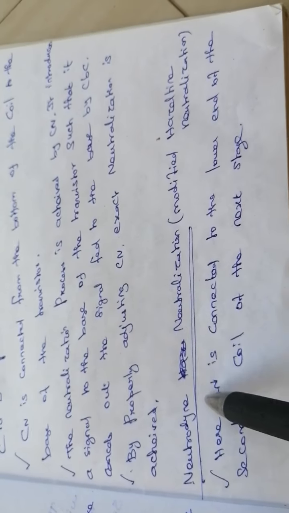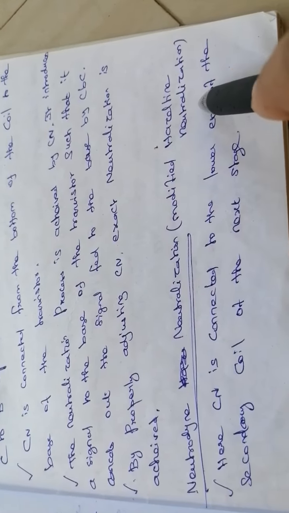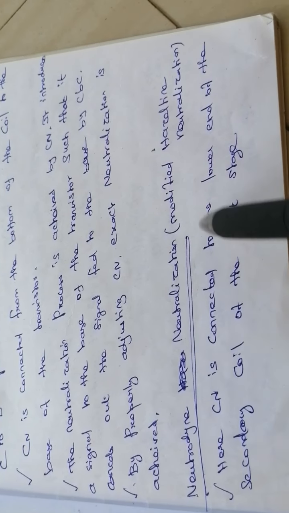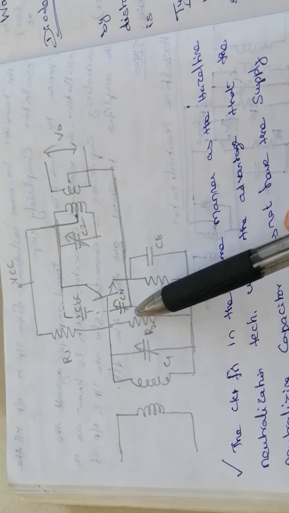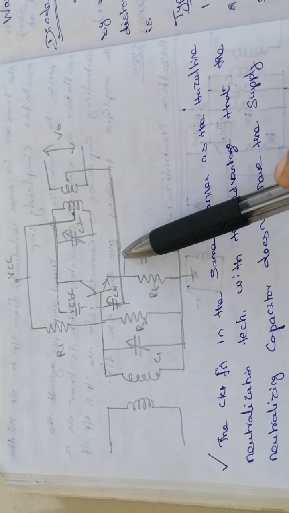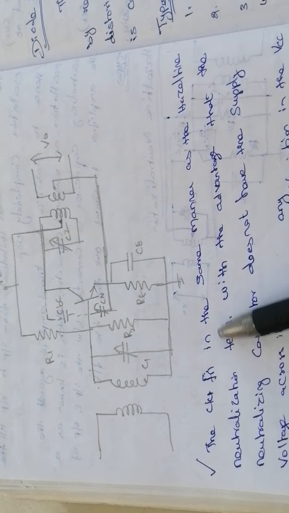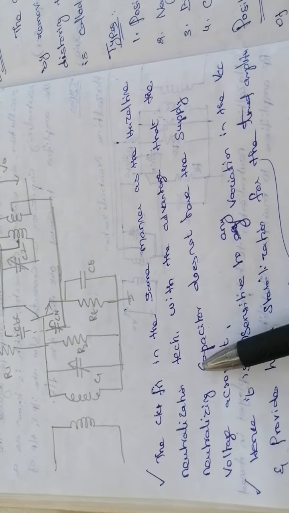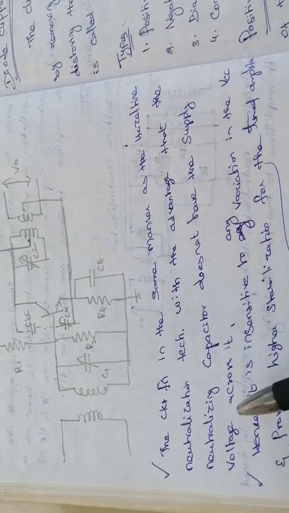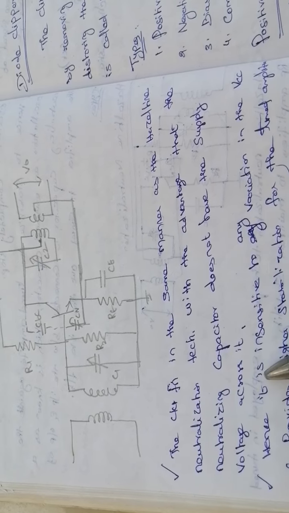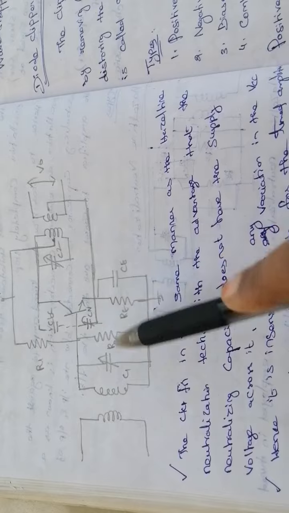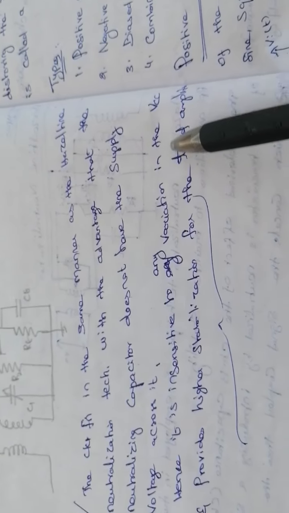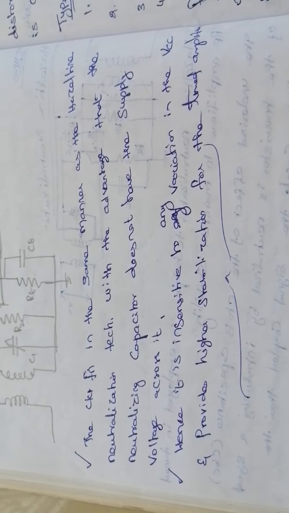The second type is Neutrodyne neutralization, which is a modified Hazeltine neutralization. Here Cn is connected to the lower end of the secondary coil of the next stage. The circuit functions in the same manner as the Hazeltine neutralization technique, with the advantage that the neutralizing capacitor does not have the supply voltage across it. Hence it is insensitive to any variation in VCC and provides higher stabilization for the tuned amplifier.